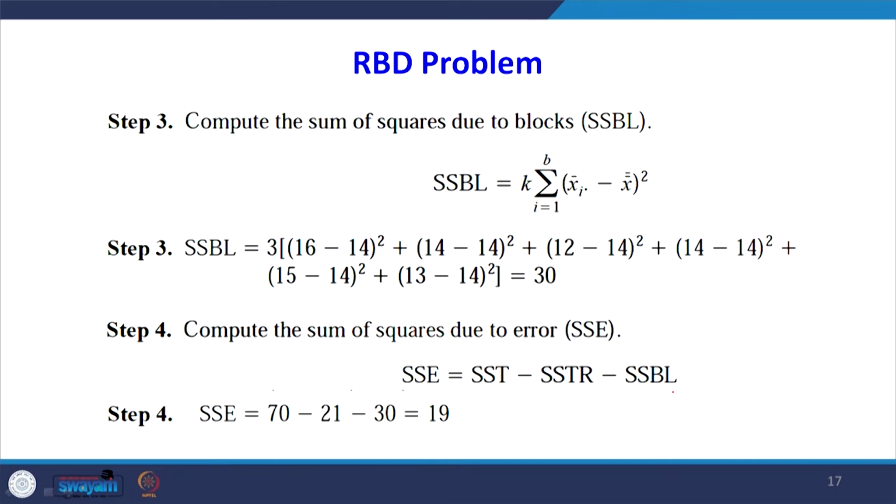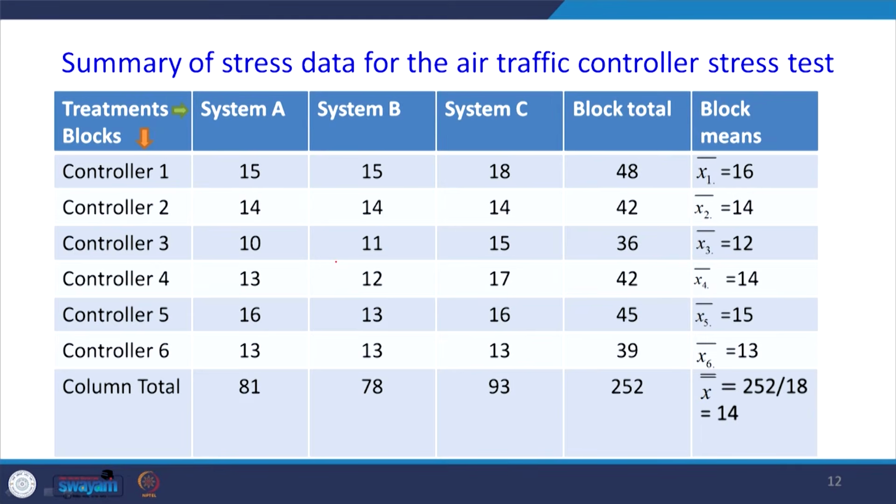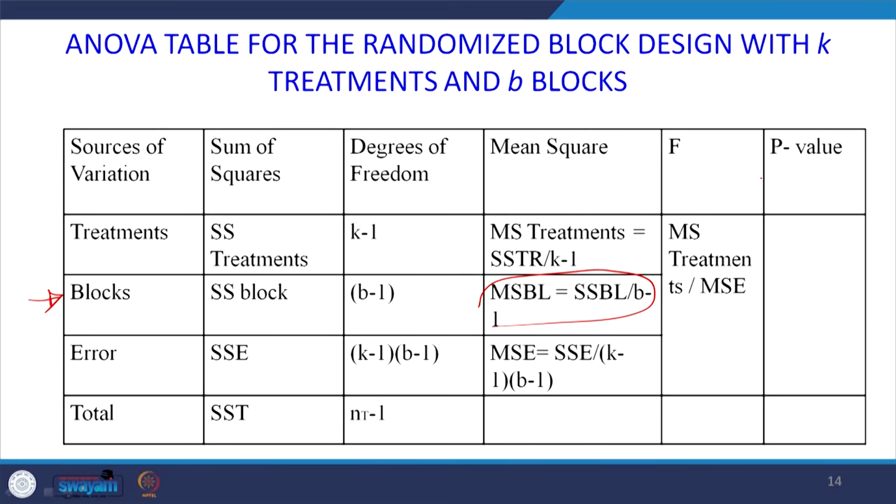The third step is compute the sum of square due to blocks. So, due to blocks, there are k treatments. Okay. So, xi dot bar minus x double bar. So, there is a row wise mean. So, everywhere there are 3 treatments, I brought 3 to this side. So, 16 minus 14, how we got this 16, I am going back. This 16 minus 14 whole square plus 14 minus 14 whole square and so on this way.